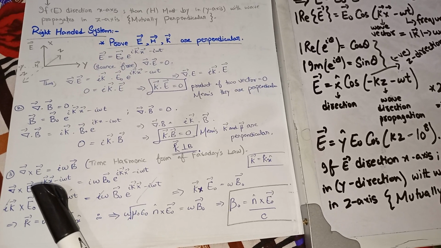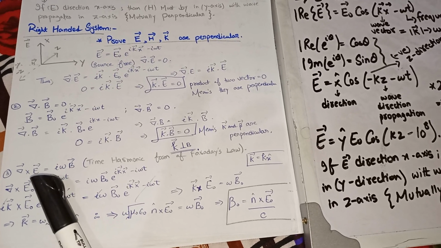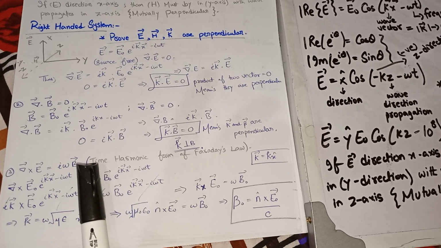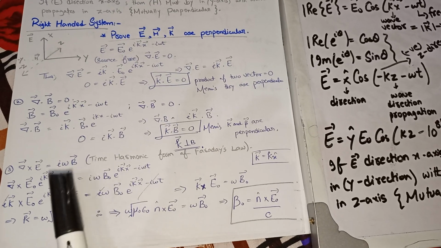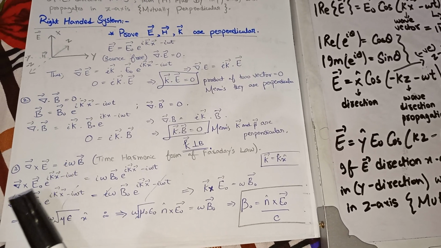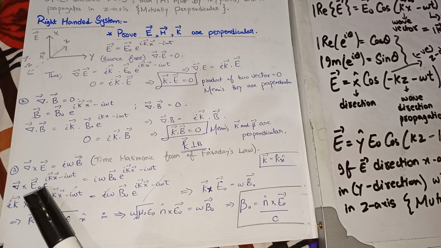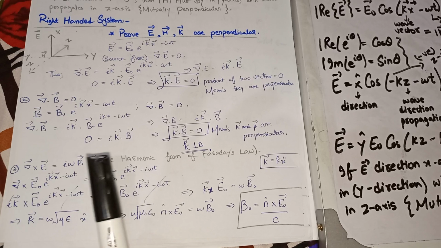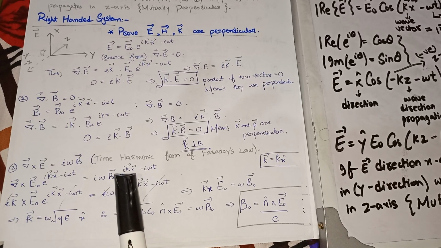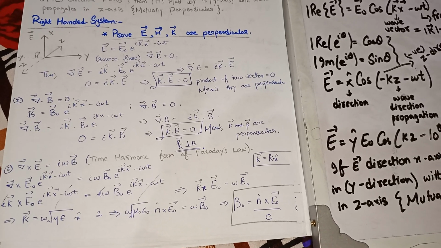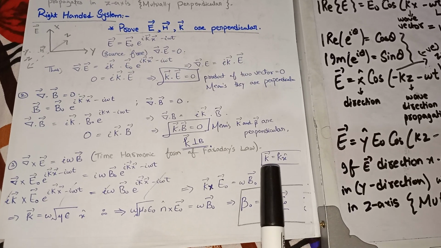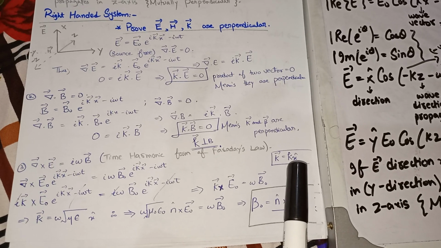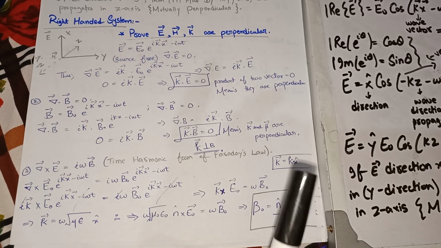We already know the third equation, the curl of the electric field, which equals iota omega B. The time harmonic form of Faraday's law is this. We just have to take the curl, so del cross E, where E is E naught e power iota kx minus iota omega t, and B as it is, where B is B naught e power iota kx minus iota omega t. Here k is a vector with direction along the x-axis, because we are assuming propagation in the direction of the x-axis only.